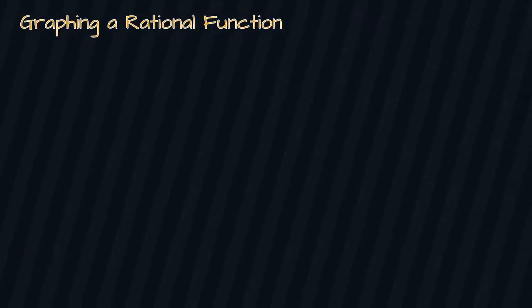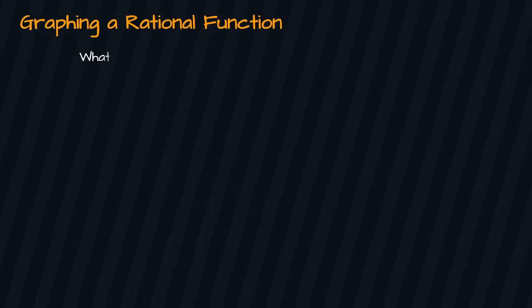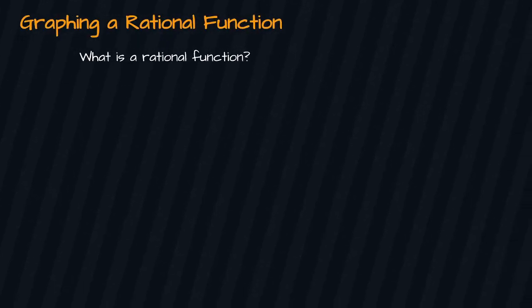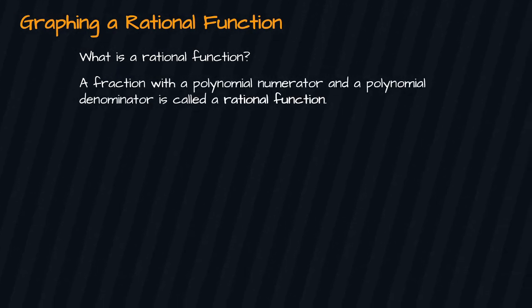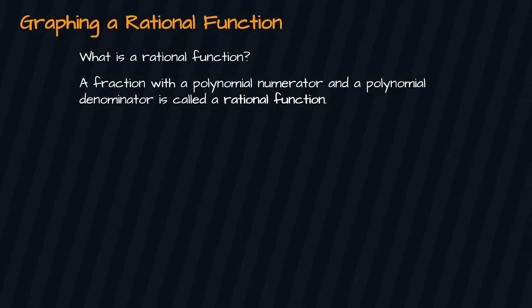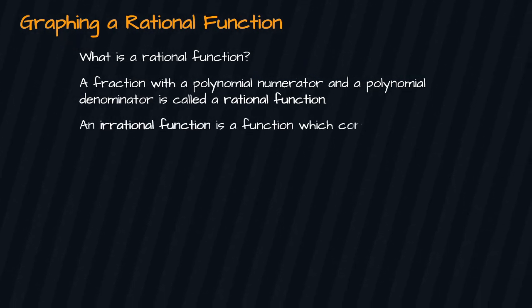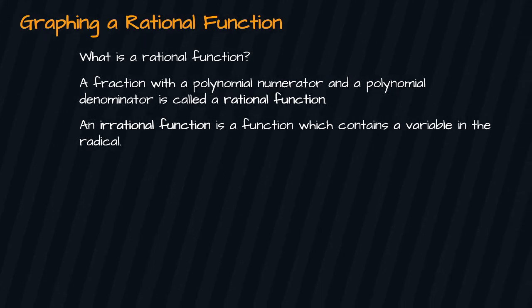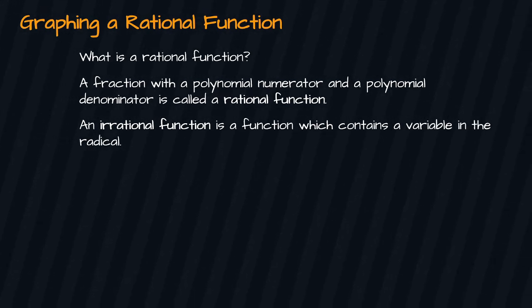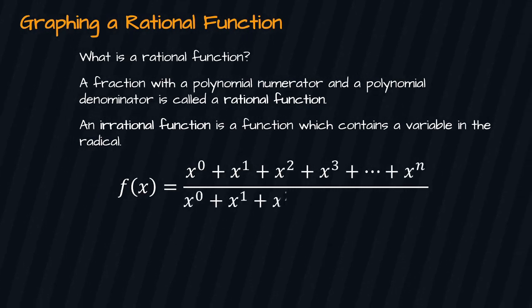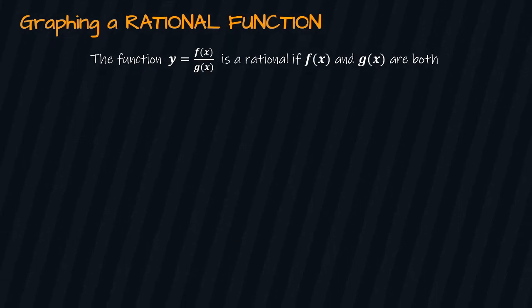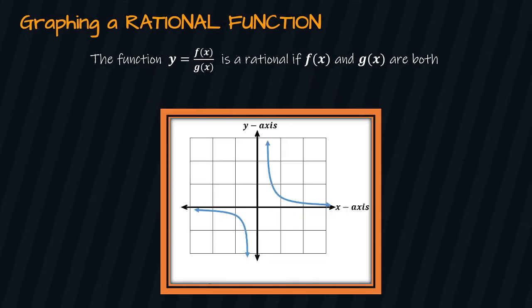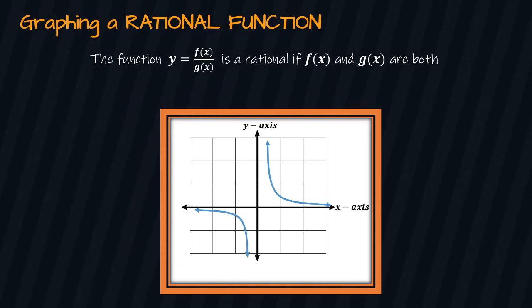We then proceed to the next type of function, the rational function. What is a rational function? A fraction with a polynomial numerator and a polynomial denominator is called a rational function, whereas an irrational function is a function which contains a variable in the radical. So a rational function can be written in the form. Let's try to have an example of what a rational function looks like. So this is an example of a rational function.